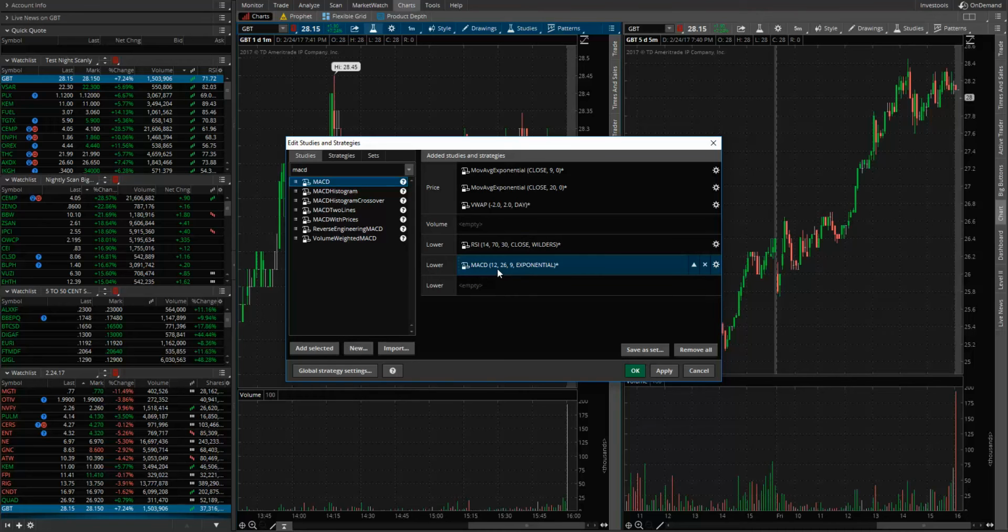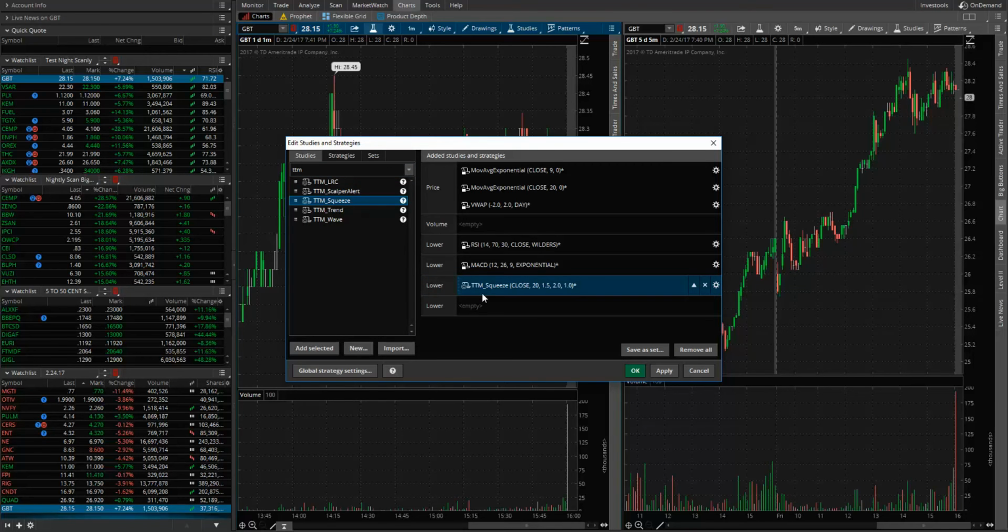All right, the RSI and the MACD are the two most important ones. There's another one that I've added, this thing. Sometimes I use it, sometimes I don't. I'm not gonna modify anything. I'm just gonna leave it as is.